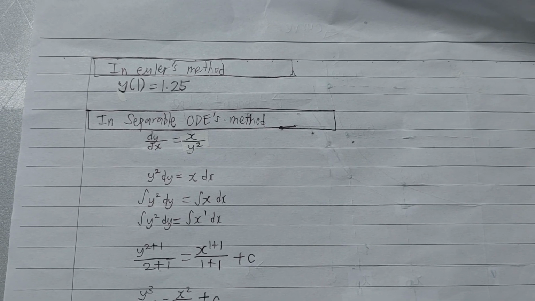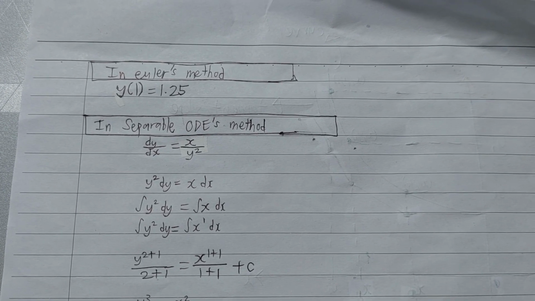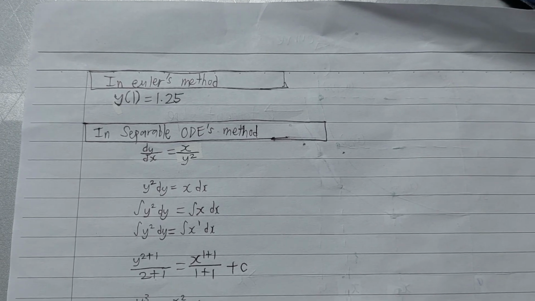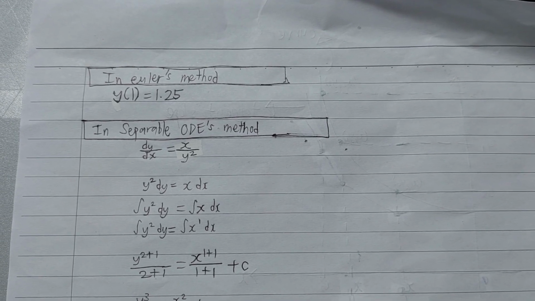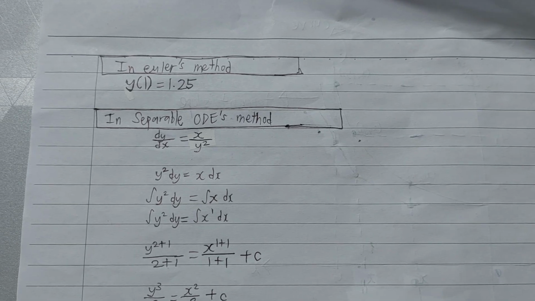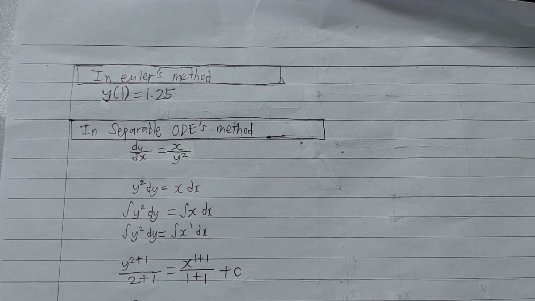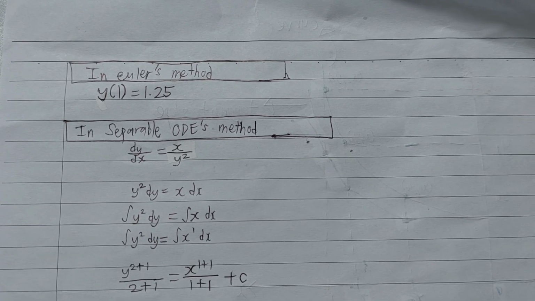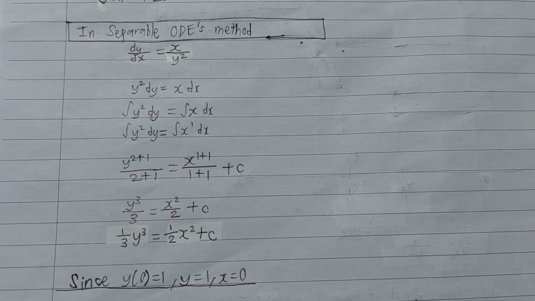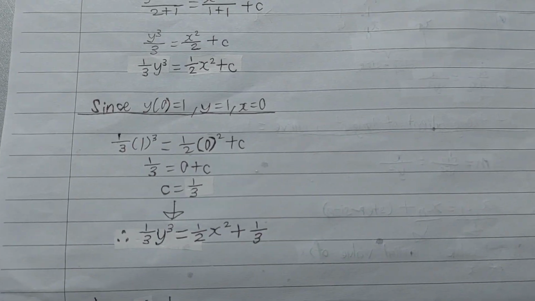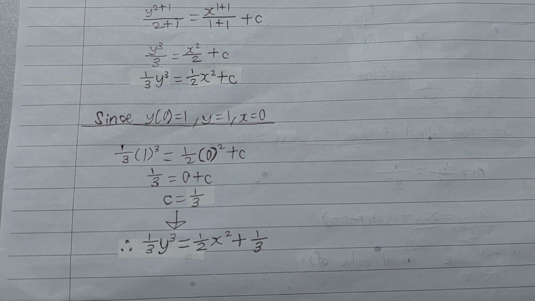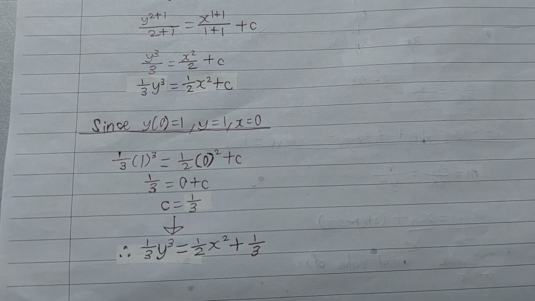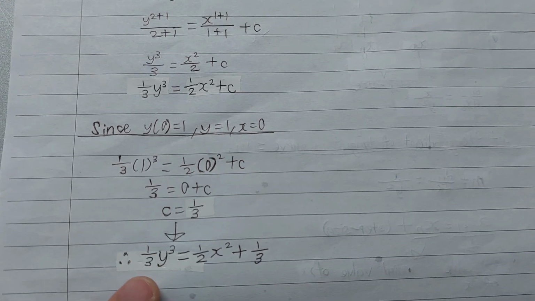Now, after I find the value of y(1) from Euler's method, it's time for me to do the separable ODE method on dy over dx, because I need to find the approximation error after that. So I do the separable ODE method on dy over dx to get y squared dy equals x dx, and then I integrate both sides to get 1/3 y cubed equals half x squared plus c. Since I know that y(0) equals 1, I substitute y equals 1 and x equals 0, which gives me this completed equation.